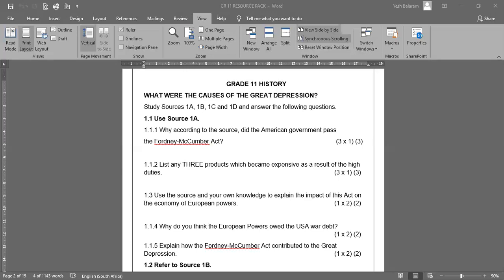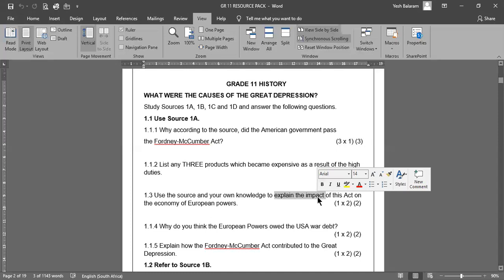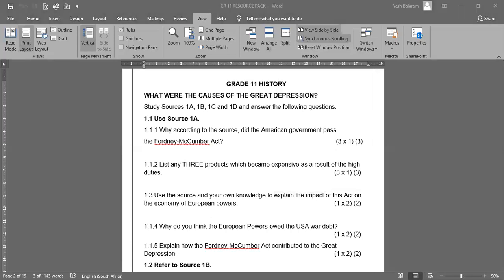Going back to the third question, use the source and your own knowledge to explain the impact of this act on the economy of European powers. Impact, we said, refers to the effect. So if you look at the source, you can see here clearly the impact means there was a positive or negative result. The impact was it made it difficult for European powers to earn sufficient dollars to pay their war debts.